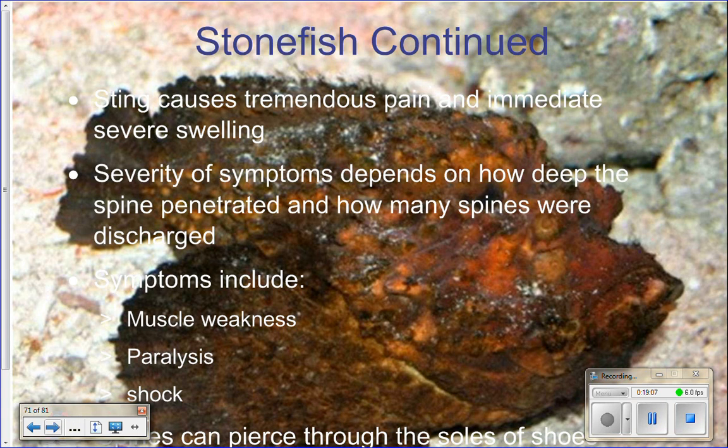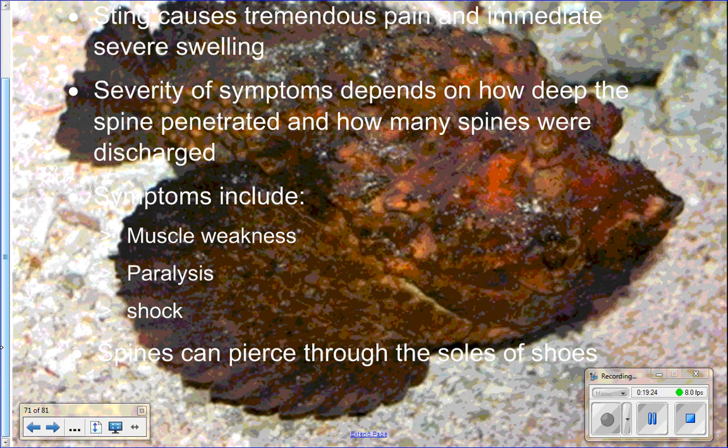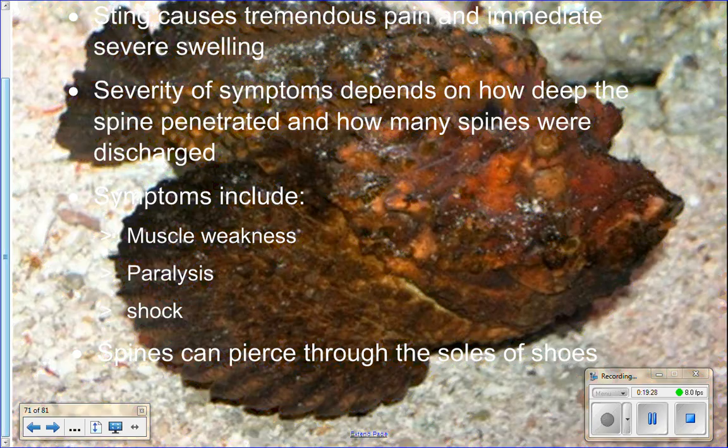So what you'll get when you get stung by a stonefish, you'll get immediate pain, clearly. You get stabbed in the foot, so you'll get pain and also a lot of swelling. Then you can also get muscle weakness. The venom will affect you, and you'll get muscle weakness, paralysis, and then you can go into shock, where your blood pressure drops and you die. Okay, so that would be bad. And yes, they can pierce through the soles of shoes.